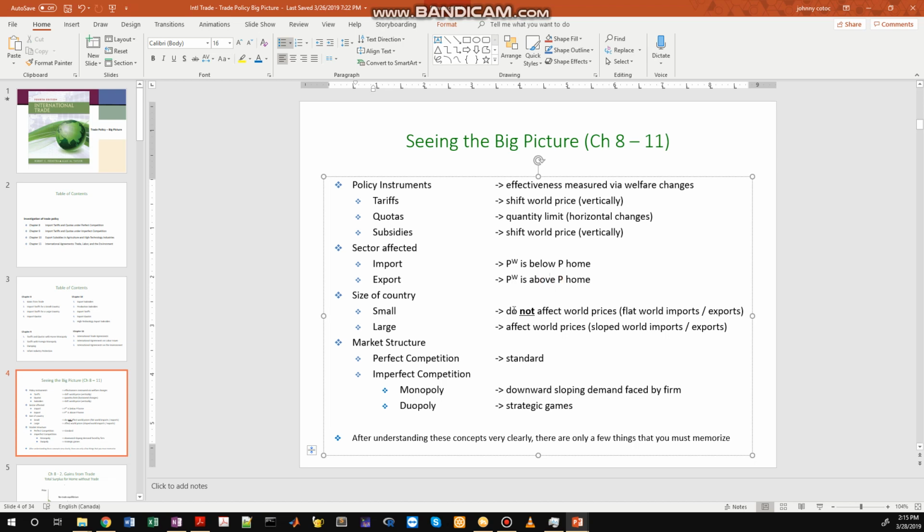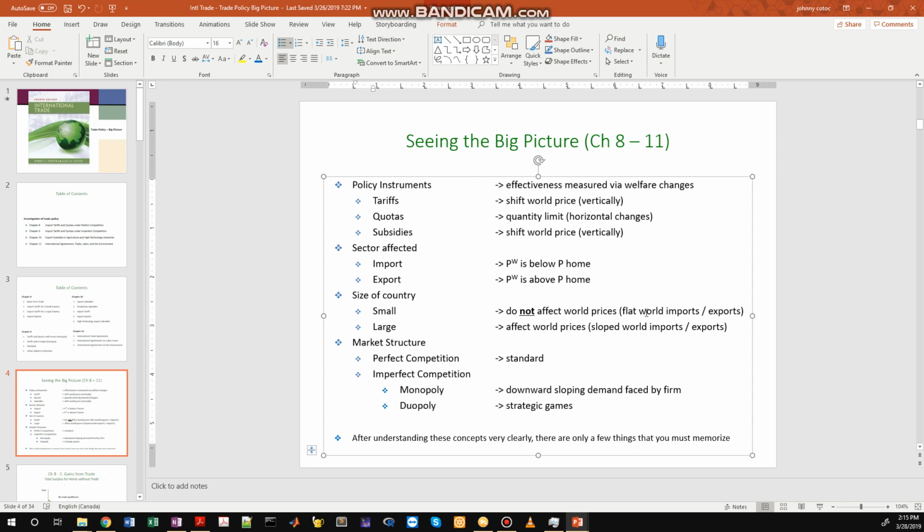When we think about the size of the country, it's either that a country is small and does not affect world prices, in which case, if we think about an exporting country, then the world's imports are flat. If we think about an importing country, the world's exports are flat. On the other hand, a large country influences world prices, and it's such a big country that when it changes how much it imports or exports from the rest of the world, the entire world industry is affected.